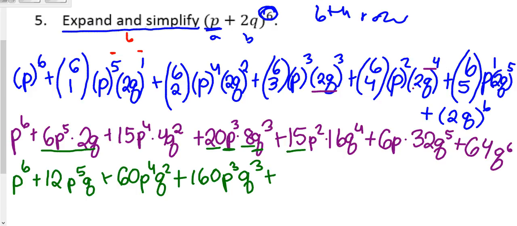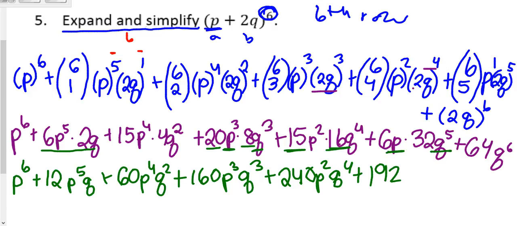Plus, now we have 15 times 16. Those are the two numbers that need to be multiplied. 15 times 16 is 240. And we'll have p squared, q to the 4th, plus we have 6 times 32, which is 192. We have p and q to the 5th that needs to come down.